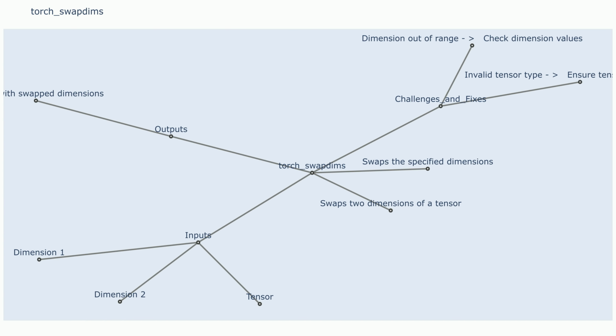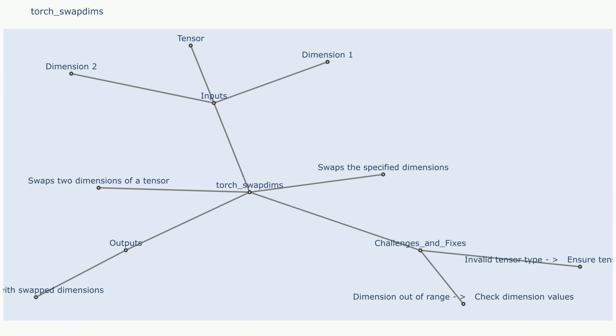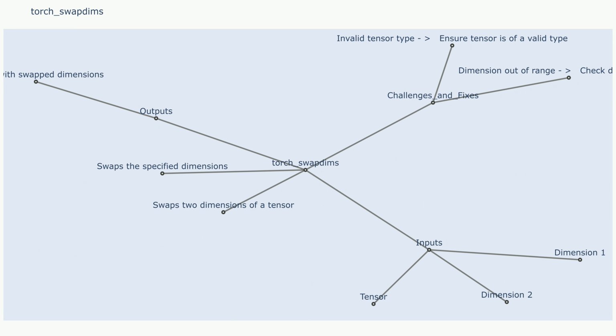Torch swapdims. Description: the torch swapdims function is used to swap 2 dimensions in a tensor. It is essentially a way to rearrange the tensor's axes, providing greater control over how the data is organized.